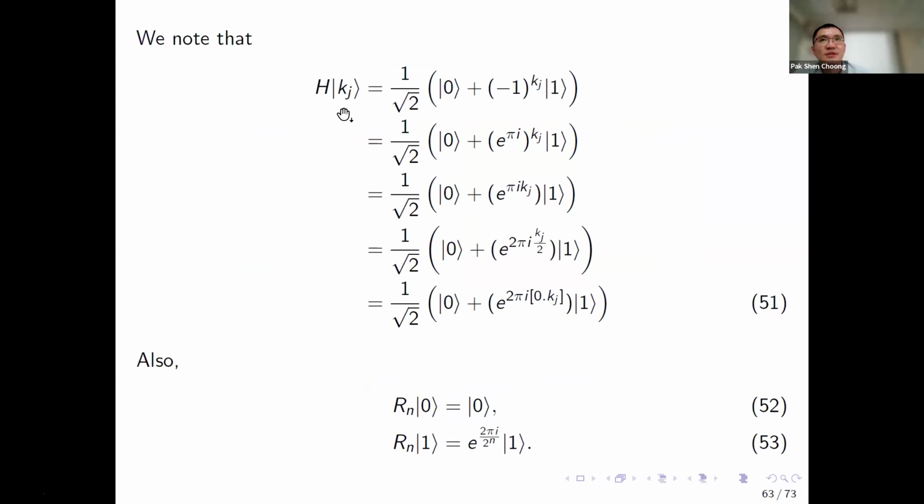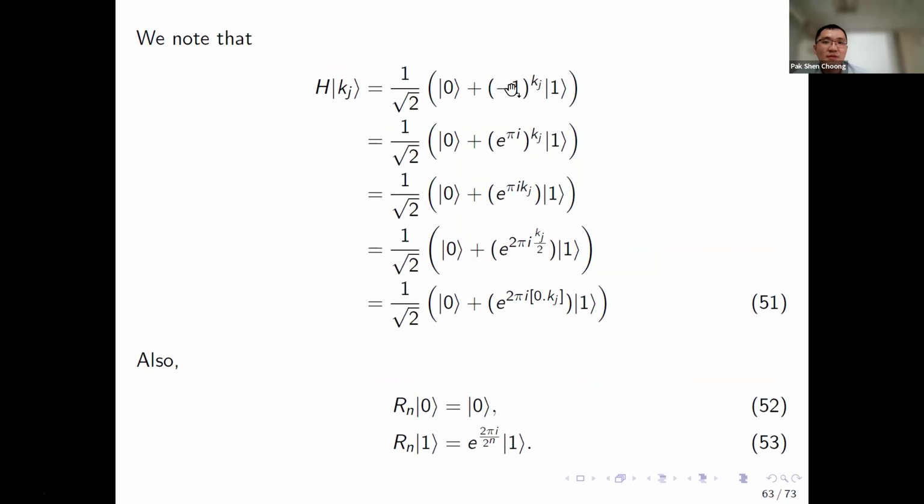If your Kj equals 0, then this is 1, it becomes the plus state. If your Kj is 1, then this will become the minus state. This is a result that we have from yesterday on how the Hadamard gate works.